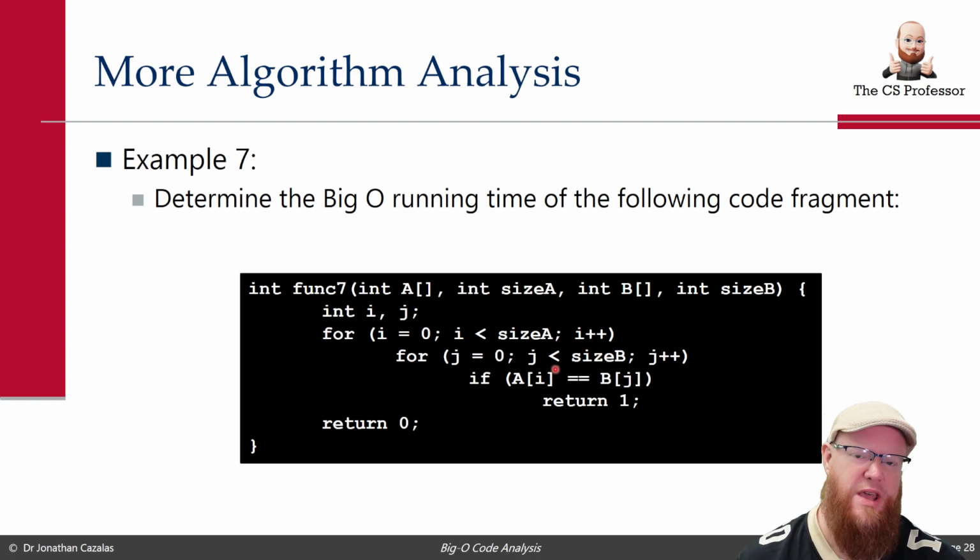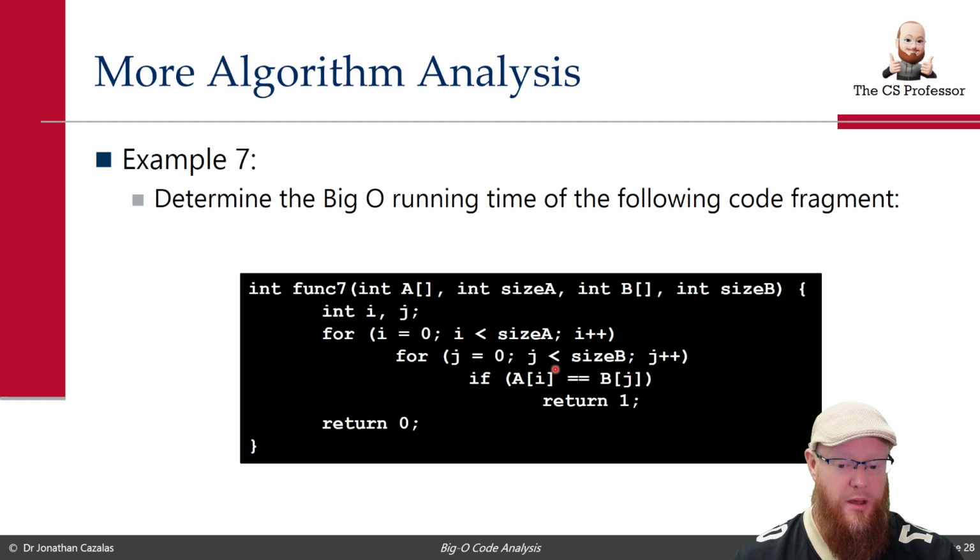You might just say, oh, it's just size A times size B, and you might be right. But let's look at what's going on inside, because here we have if A at index I equals B at index J, stop. Immediately return 1, and this entire method finishes and returns 1. So that might end immediately, right? If A of I equals B of J, this code fragment will end immediately.